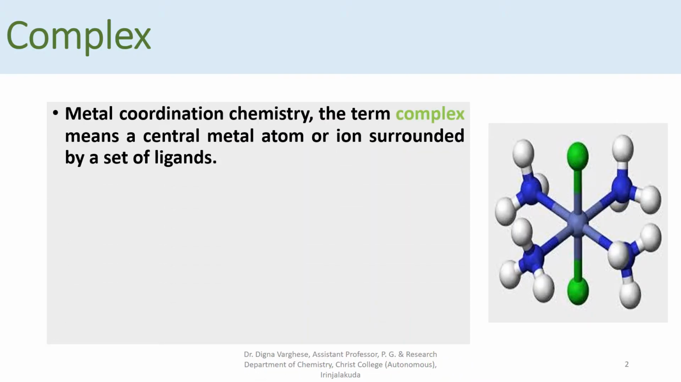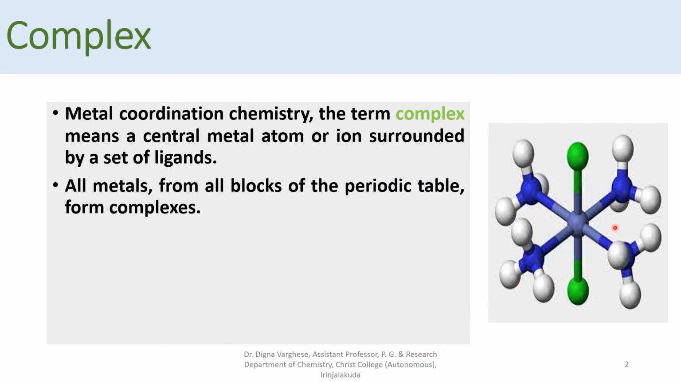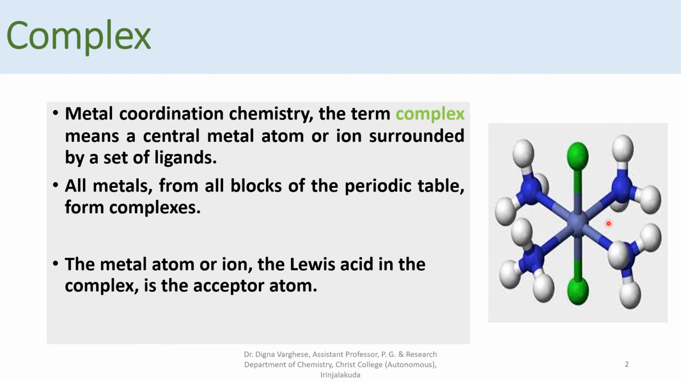In metal coordination chemistry, the term complex means a central metal ion or atom surrounded by a set of ligands. All metals from all blocks of the periodic table can form complexes. The metal atom or ion is the Lewis acid in the complex, which is the acceptor atom.